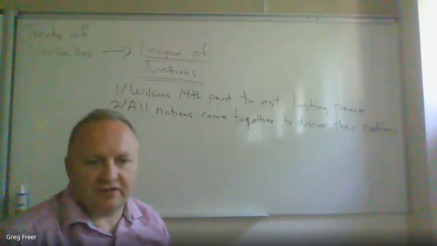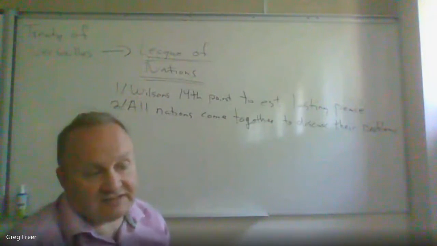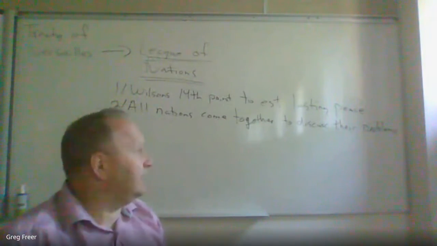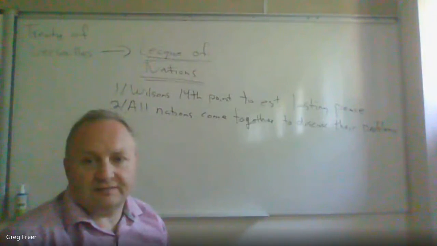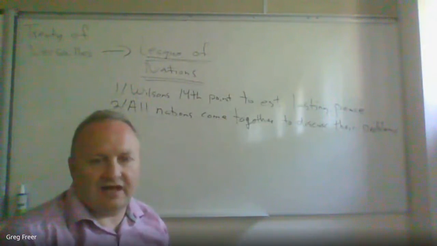So the Treaty of Versailles was signed in 1919. 20 years later, 1939, World War II would start. So it didn't last really that long. And World War I was like nothing they had seen before. It was known as the war to end all wars. And of course, we know that didn't happen.